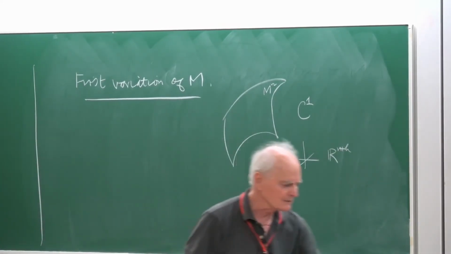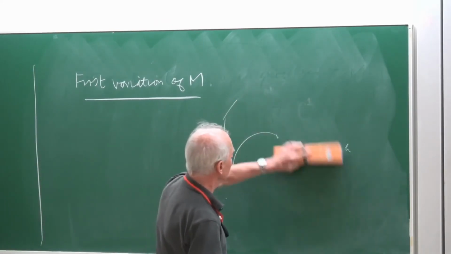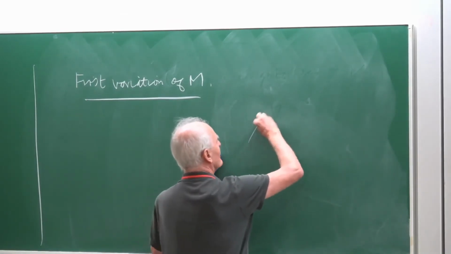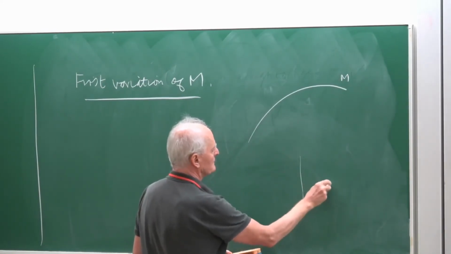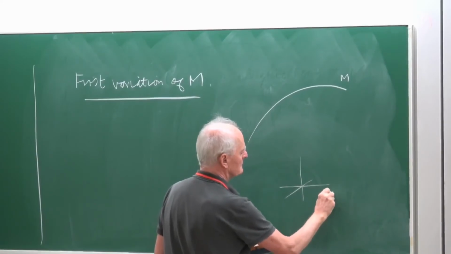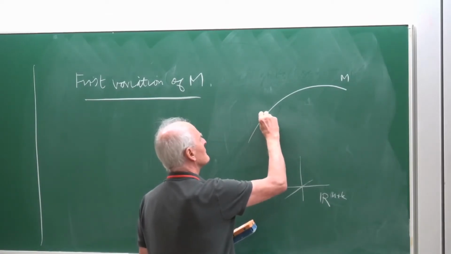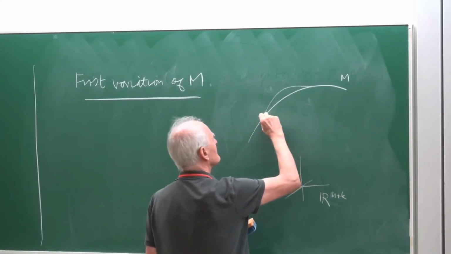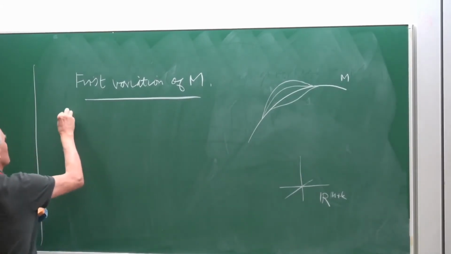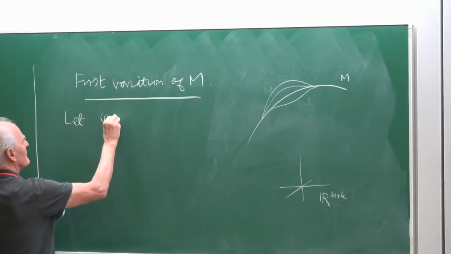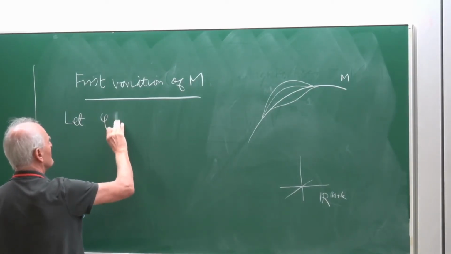Now it's really hard to draw this in high dimensions, so I'm going to do a really schematic picture of what's happening here. I'm going to just think of M as being a one-dimensional curve like this, and R^(n+k) is here. So this is sitting in R^(n+k). And I'm going to think about perturbing M using a one-parameter family of maps. So we take a one-parameter family.